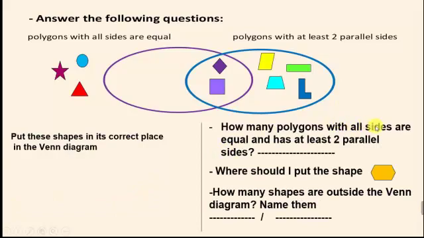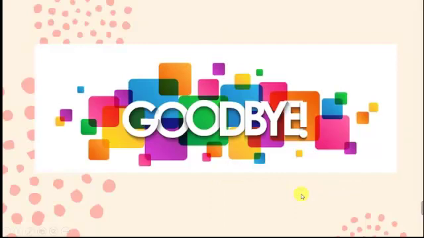Okay, now let's answer the questions. How many polygons with all sides equal and at least two parallel sides? They are the shapes in the intersection area. How many? Two. Excellent. The rhombus and the square. Where should I put this shape? I will put it here because it has at least two parallel sides, but not all sides are equal. How many shapes are outside the Venn diagram? I have three. So three shapes are outside the diagram. Name them. A star, circle, and the triangle.